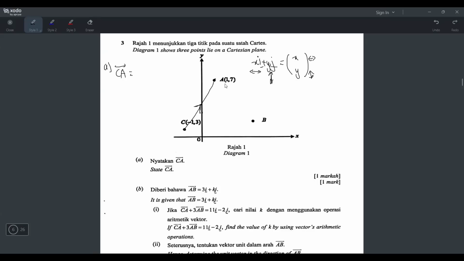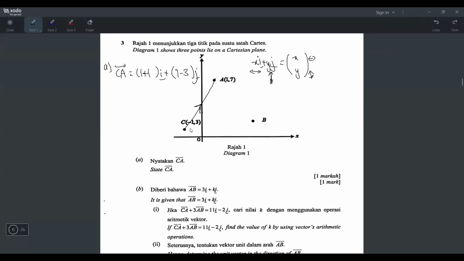So now they want to find CA, right? How do we know C to A is how many i plus how many j? It means we have to count how many units here and how many units here. But of course you don't want to count one by one, so let me show you how to do it. You just take the A coordinate minus the C coordinate. So it will be something i plus something j. To get the number for i, you take point A minus point C, but using the x coordinate. So it'll be 1 minus negative 1, which is 1 plus 1. And then the other one is y minus y, 7 minus 3.